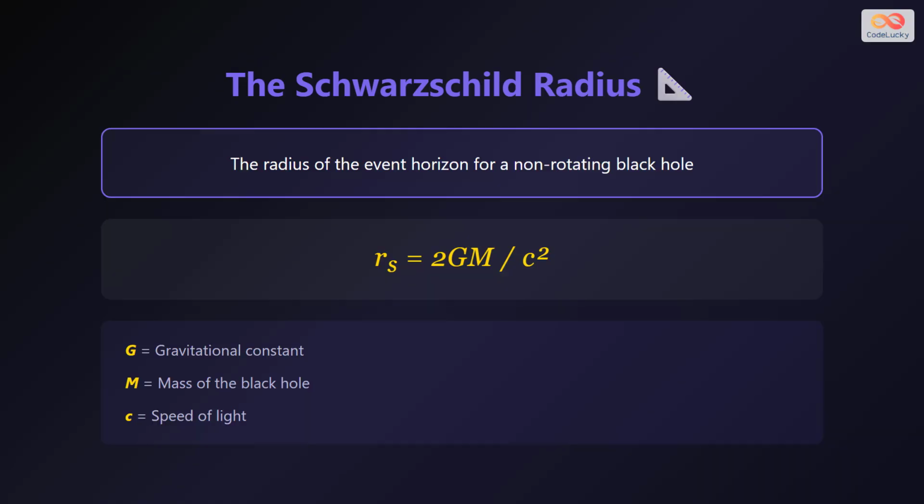The size of the event horizon is determined by what we call the Schwarzschild Radius. This is the radius of the event horizon for a non-rotating black hole. The formula is R_s equals 2GM divided by c squared. Here, G is the gravitational constant, M is the mass of the black hole, and c is the speed of light. This elegant equation tells us that the size of the event horizon depends directly on the mass of the black hole. The more massive the black hole, the larger its event horizon.